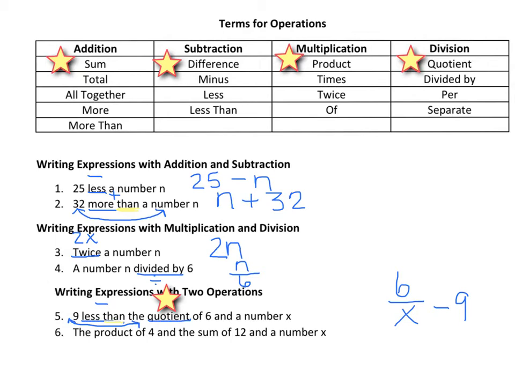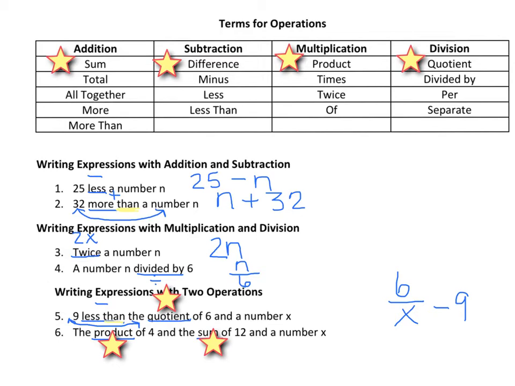Number 6, the product of 4 and the sum of 12 and a number x. So the first operation we see is product, which is another one of our starred terms. So we know that we're looking for the answer to a multiplication problem. And the sum, which is also another one of our starred terms, of 12 and a number x.